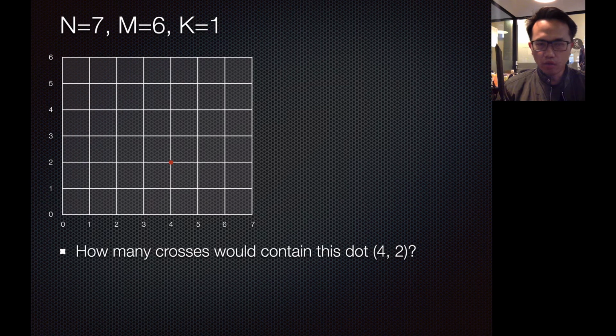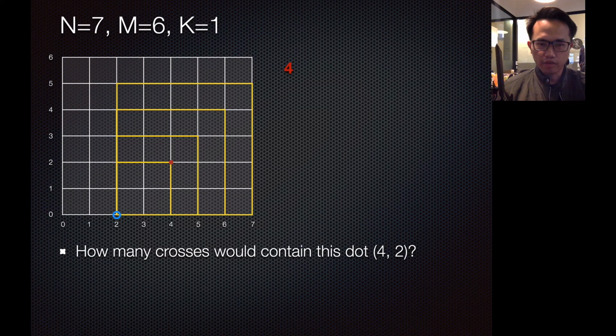So k equals 1 means there's only one red dot. And let's consider a 7 by 6 grid and one red dot in the middle, 4, 2. Now go ahead and pause and try to count how many crosses contain this red dot.